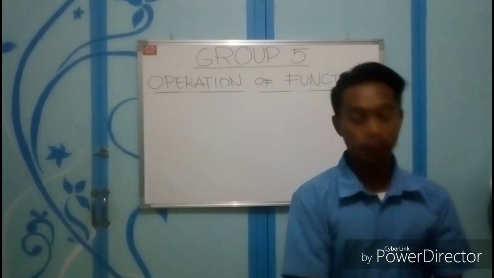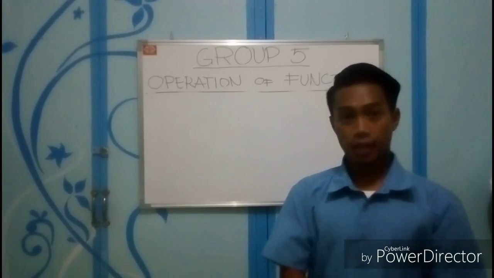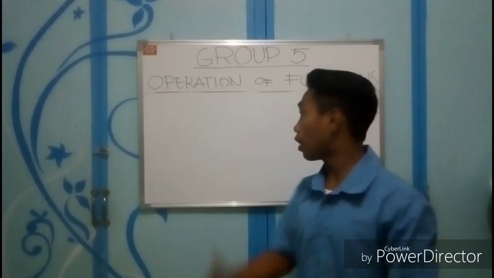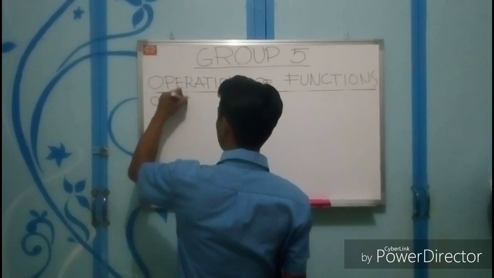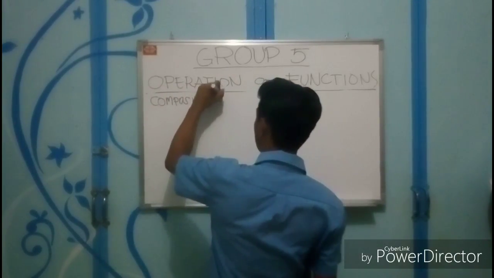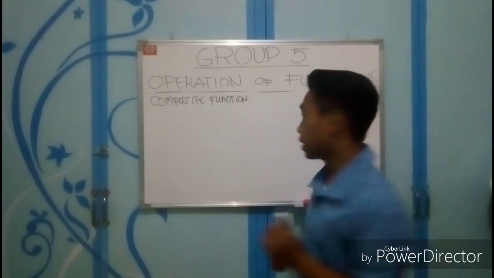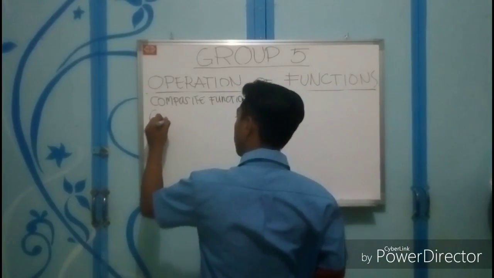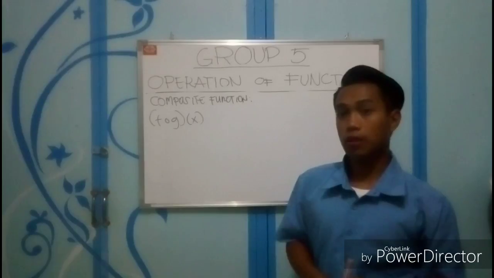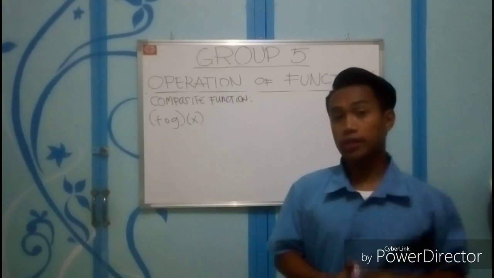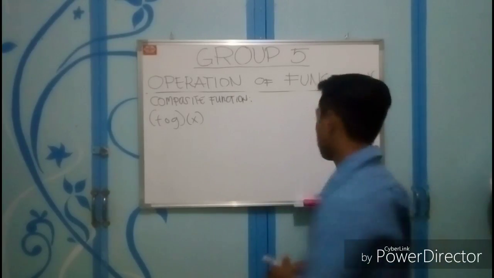Hi, my name is Christian Enrico Galbot, and I am group 5, grade 11, section 2P Wisdom, CSS. So I'm here in front of you to talk about composite functions. Okay, the formula of composite function is this. F composite of G of x, that is the formula of composite function. Next, I will give you three examples so that you can get how to solve composite function. First is this.